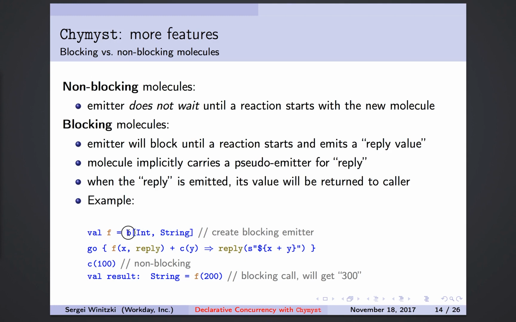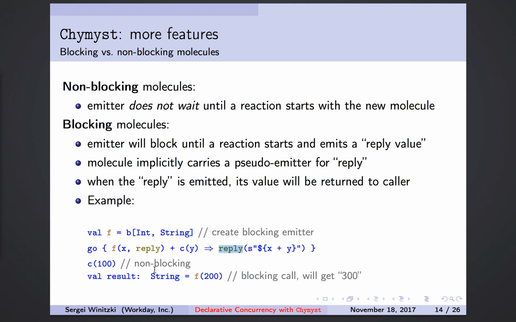Note that there's this B function, which is defined by the Chymyst library. It has two type parameters. The first type parameter is the type of the value that the molecule carries. And the second type parameter is the type of the value that the reply will carry. So this reply is not actually itself a new molecule that you define, but the emitter for the reply is available within the reaction body. It's only available within the reaction body.